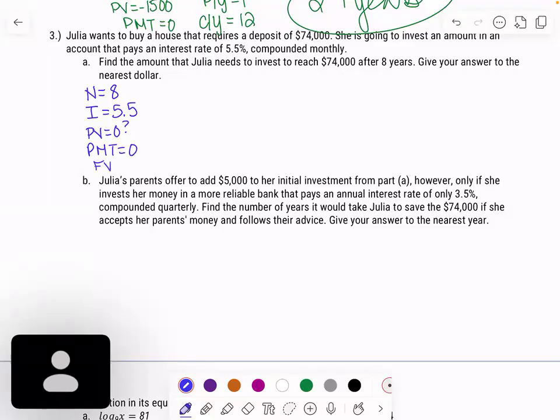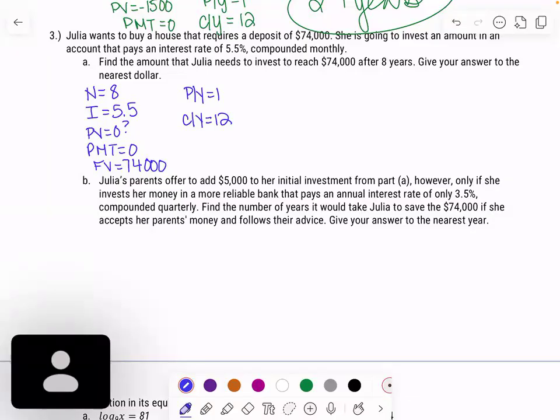We want the future value to be the 74,000 that she wants to be able to put down. Payments per year would be 1, but the money is compounded 12 times a year, compounded monthly. All right, so we need to find how much Julia needs to invest right now so that she can have 74,000 to buy this house.